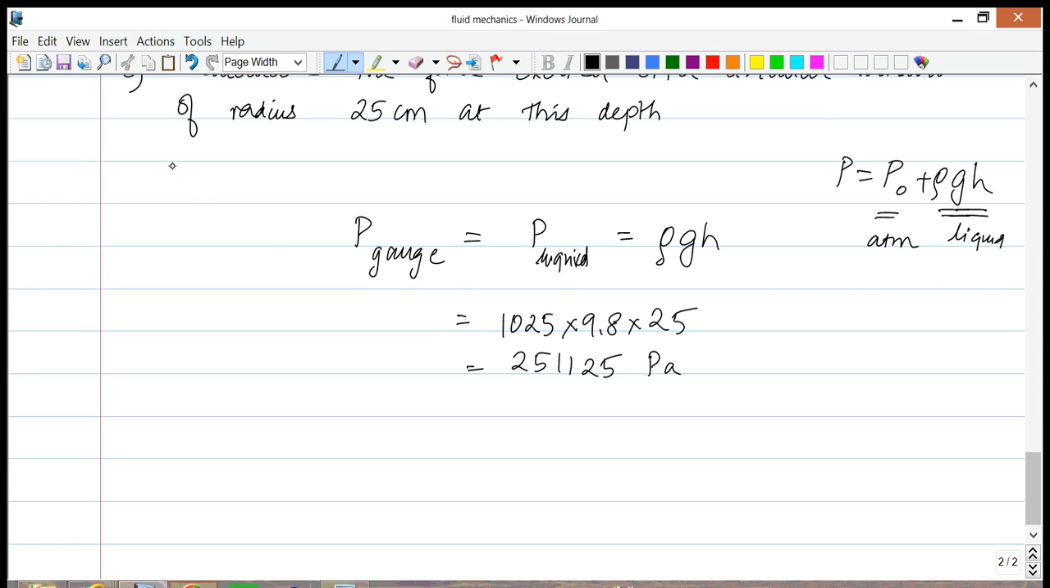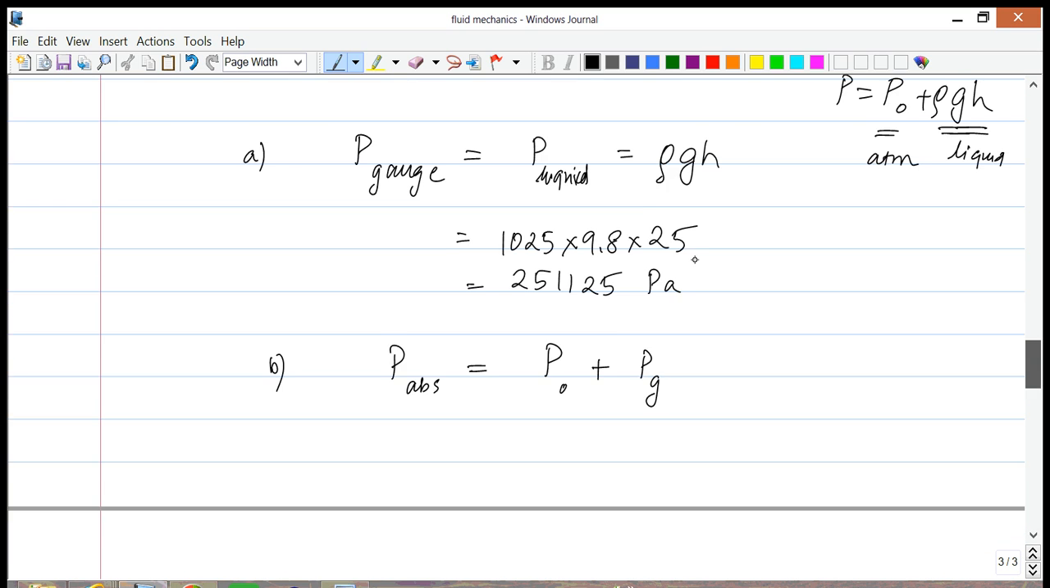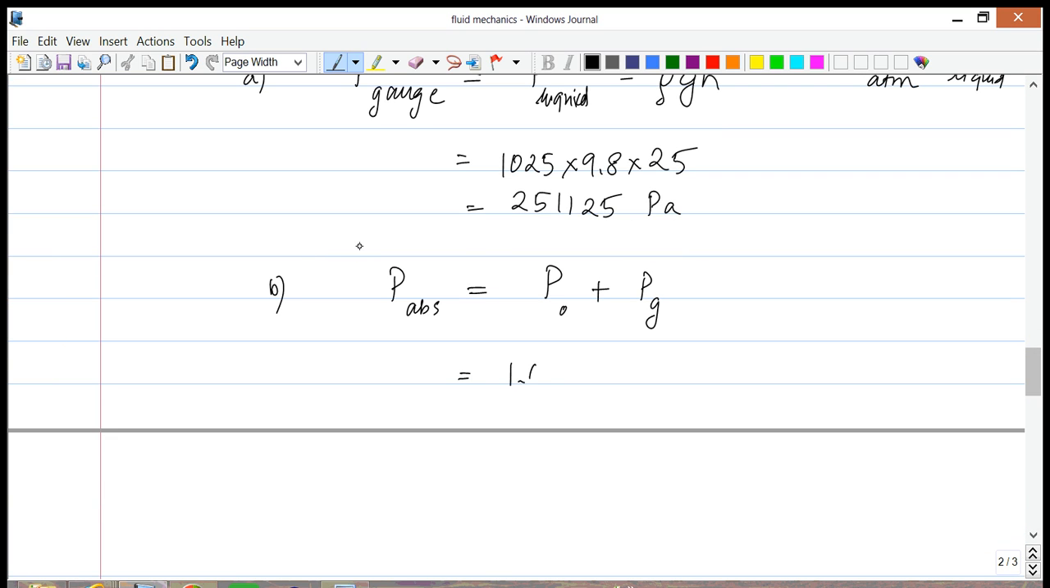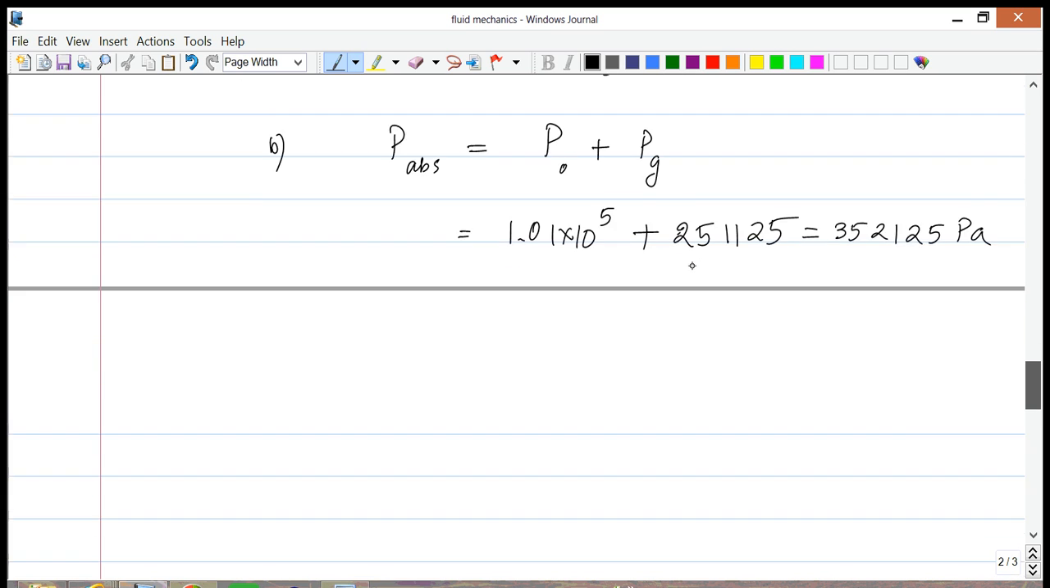The next question is, what is the absolute pressure? Once we get the gauge pressure, the absolute pressure is very simple. It is simply the atmospheric pressure plus the gauge pressure, as we obtained earlier. So we know the atmospheric pressure is 1.01 times 10 to the 5, plus now the gauge pressure 251125, and this gives us a value of 352,125 pascals. Great.